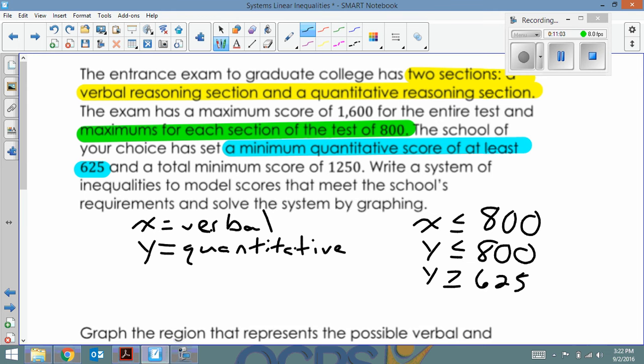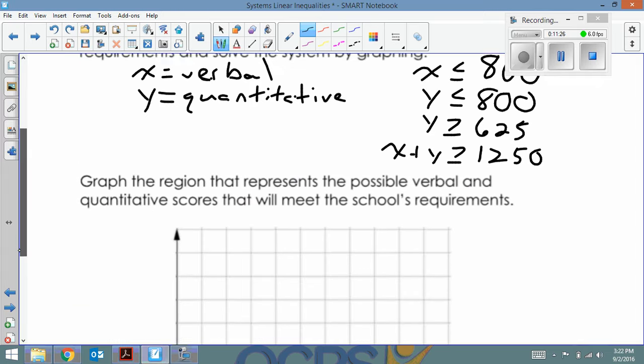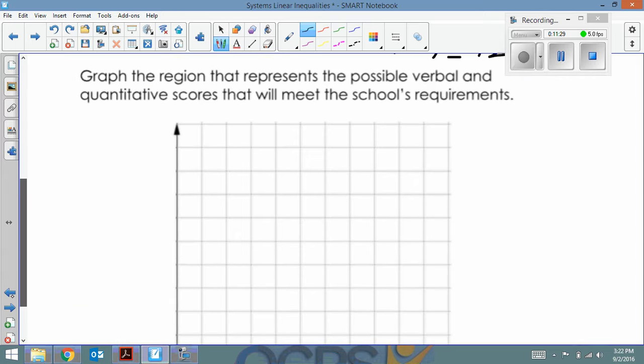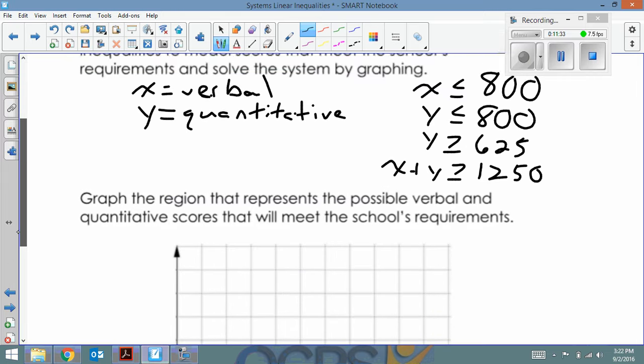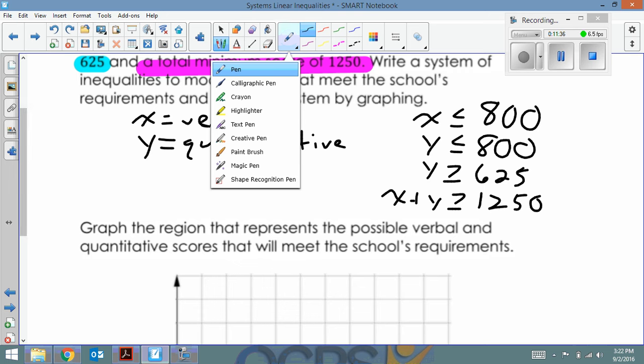And they also tell us one more thing in that same sentence. They tell us that it has to be a total minimum of 1250. So that means x plus y has to be at least 1250, so greater than or equal to. And as we scroll down, now we've got everything there. Graph the region that represents the possible verbal and quantitative scores. So basically, we are just going to take each one of these and graph them.